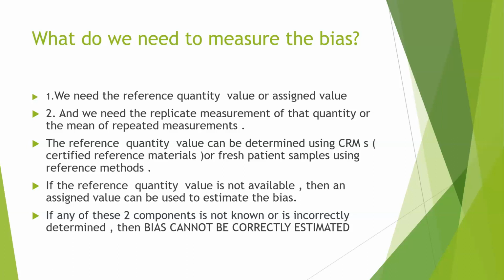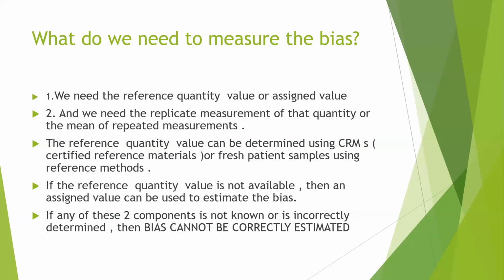And if we don't have a reference value, what is the assigned value? That's one. And the second, we need the replicate measurement of that quantity or the mean of repeated measurements. I'm repeating that for bias, we can't have a single measurement. We have to have repeated measurements and the mean of those repeated measurements. So we need the reference quantity or the assigned value, and then we have to have the replicate measurement of that quantity or the mean of those replicate measurements.